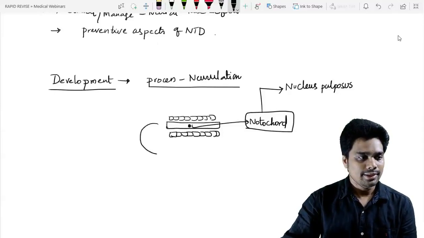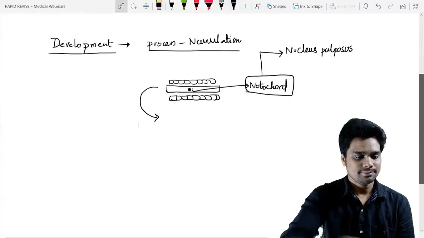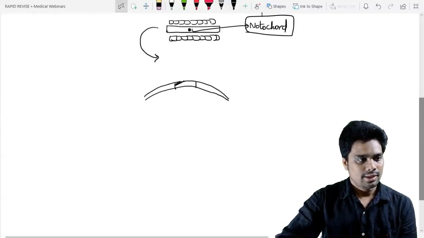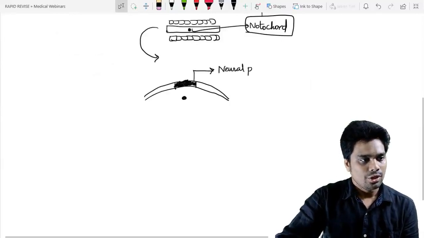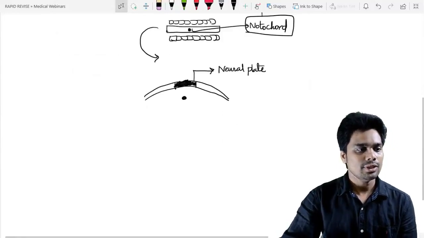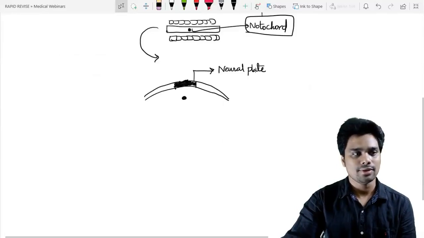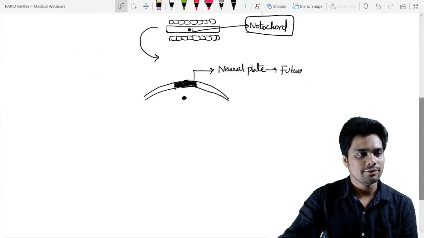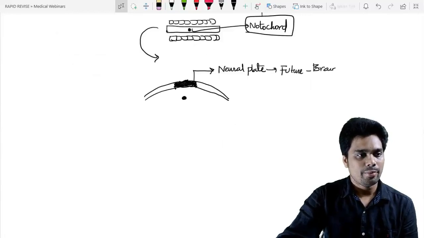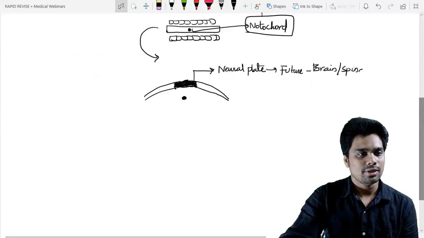Let's go to the second step. The ectodermal thickening develops in the middle, just above the notochord. This thickening is known as the neural plate. So the neural plate is an ectodermal thickening just above the notochord in the middle of the ectoderm. This ectodermal thickening helps in the formation of the future nervous system, that is the brain and spinal cord. So the brain and spinal cord develop from this neural plate.